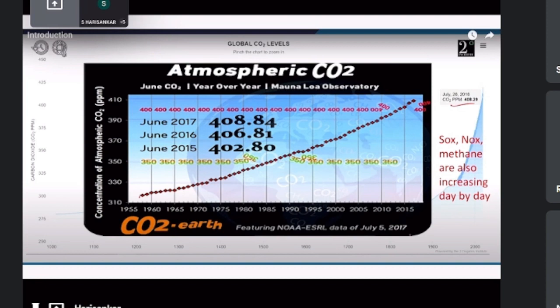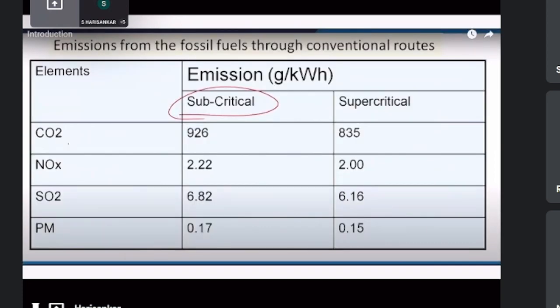With fossil fuels, our carbon dioxide emissions are increasing. Nitric oxide, so these are also increasing. Harvesting the energy from fossil fuels, there are basically two methods, very broadly classified. There are two methods.